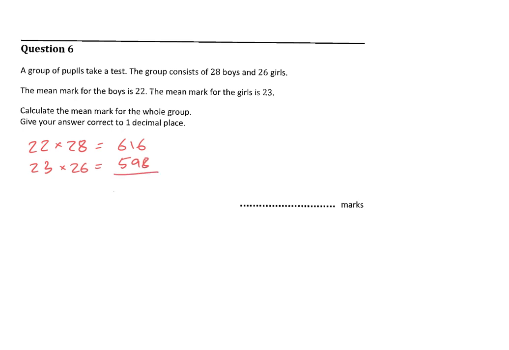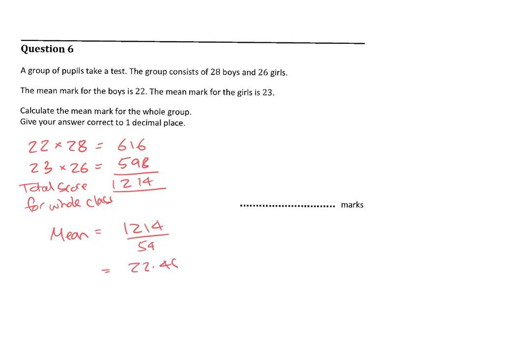I can add those two scores together to give you 1,214. So that is the total score for the whole class. Now, the mean for the whole class, therefore, is going to be the total score, 1214, divided by the total number of children, which is 28 plus 26, which is 54. And then that works out to be 22.48148, and it carries on.